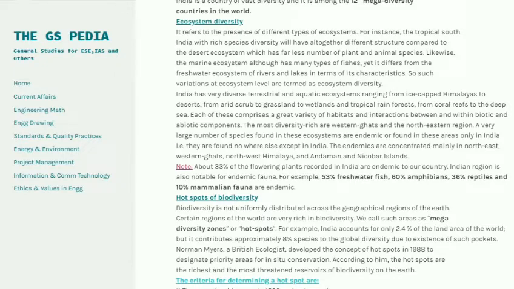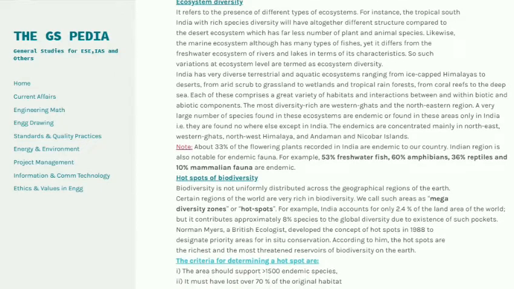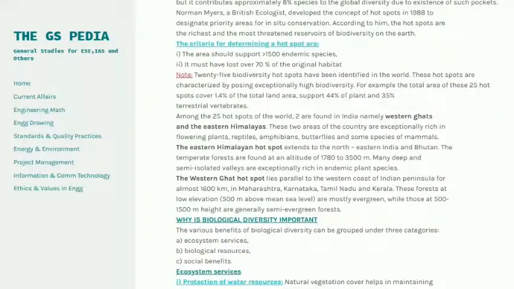According to him, the hotspots are the richest and the most threatened reservoirs of biodiversity on the Earth. The criteria for determining a hotspot are: the area should support greater than 1,500 endemic species. It must have lost over 70% of the original habitat. Note 25 biodiversity hotspots have been identified in the world.